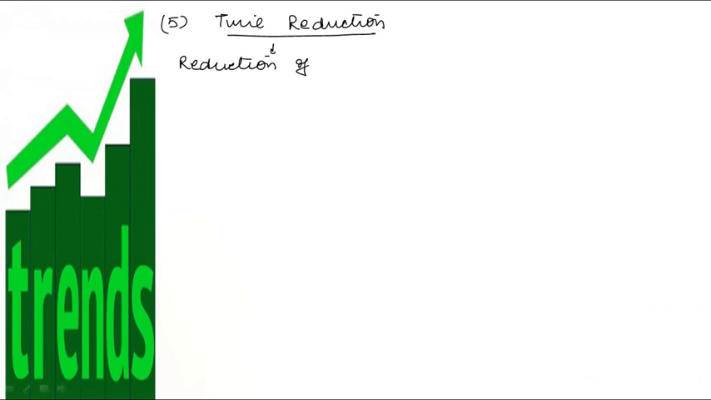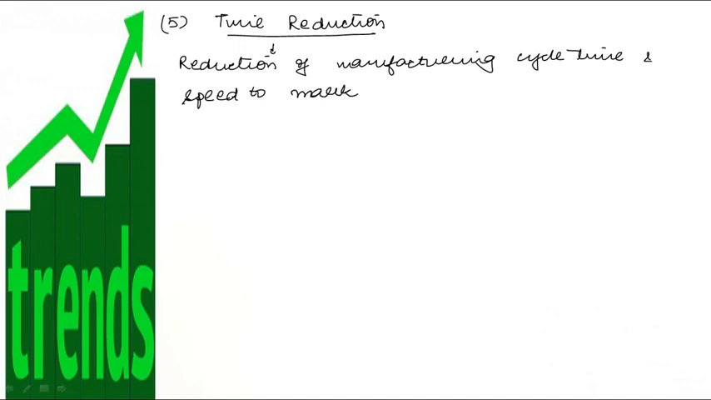Moving on to the next. The fifth point is time reduction. This is all about reduction of manufacturing cycle time and speed to market to provide a competitive edge.